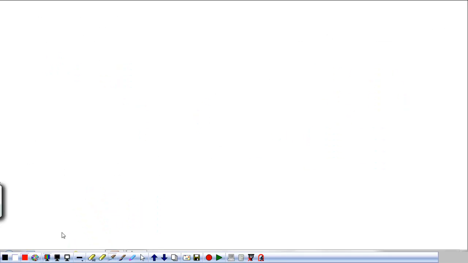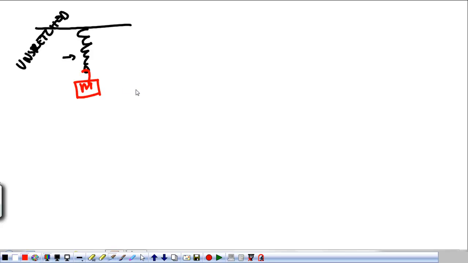We're going to move on to something a little bit more complicated. We're going to take a spring and we're going to attach it to the ceiling. We're going to let it hang. There's a hook on it. And we're going to take and we're going to attach a mass M to that spring. So what's going to happen is our unstretched spring is going to extend all the way down. So basically the mass is going to fall and eventually stop.